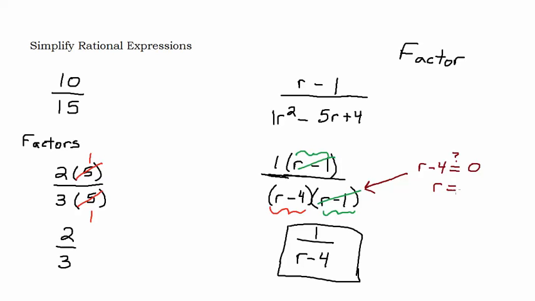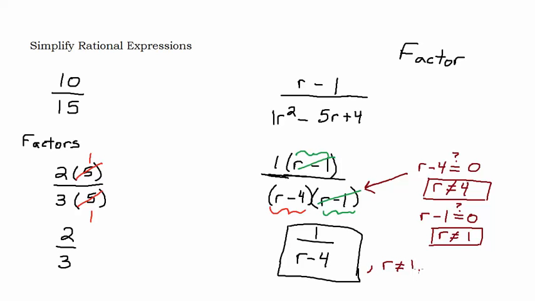All right, so if r was 4, that would make 4 minus 4 0. That would be bad, so I say r can't be 4. Similarly, I would ask myself, what value of r, take away 1, would leave me 0, and of course that would be 1, and that would be bad. So if you were asked to restrict your domain, or for what values of the variable is the fraction undefined, this would be the answer to that question. Okay, so this fraction does reduce to 1 over r minus 4, as long as r is not equal to 1 and r is not equal to 4. Because if r was 1 or 4, we would end up with a fraction that's undefined.